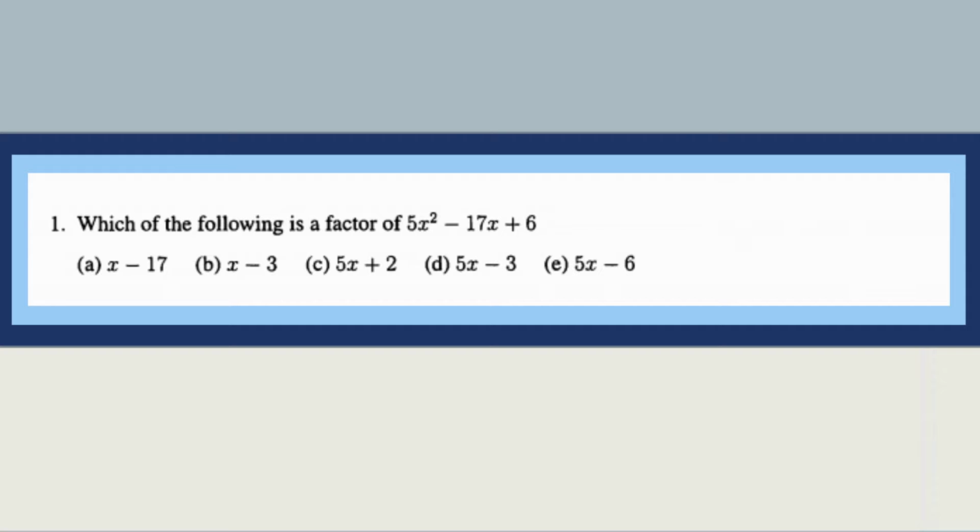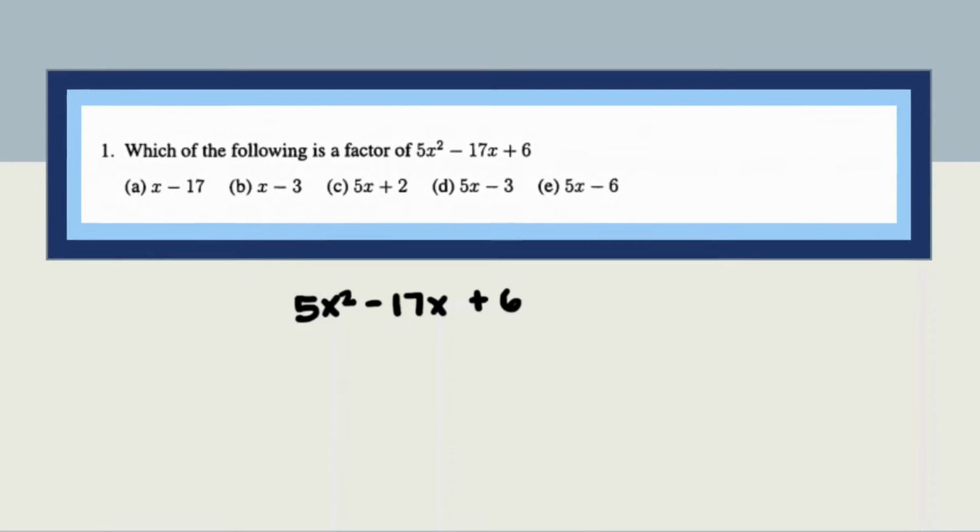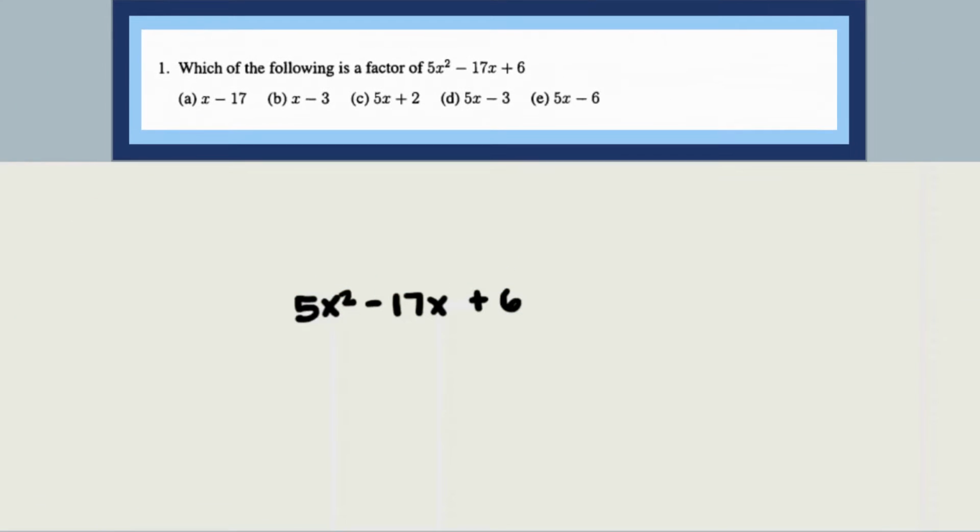So for number 1, it says, which of the following is a factor of 5x squared minus 17x plus 6? So I'm just going to write that down over here. Alright, so we have 5x squared minus 17x plus 6, and they want us to know which of the following is a factor of this.